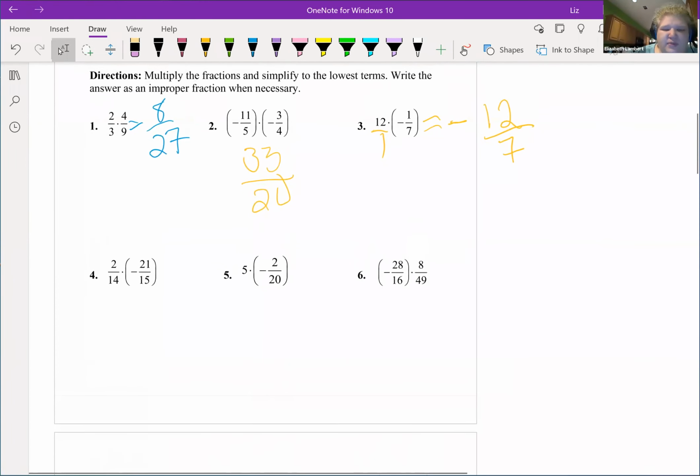All right, now a little bit uglier. These can be simplified. Hopefully you're looking at these and thinking, wait, 14 and 21 have something in common. They do. And 21 and 15 have something in common. So instead of multiplying first and then simplifying, which does work, it is not wrong, it's just the numbers get big pretty quickly. Instead, we could simplify the fractions and then figure out what the final fraction would be after we cancel out the common elements.